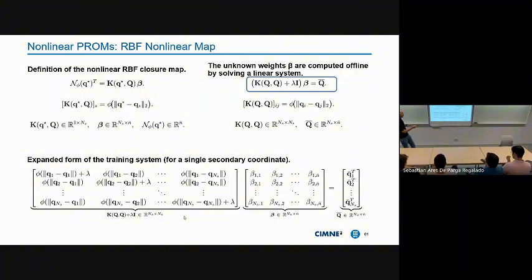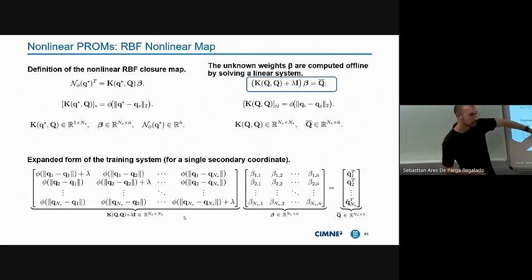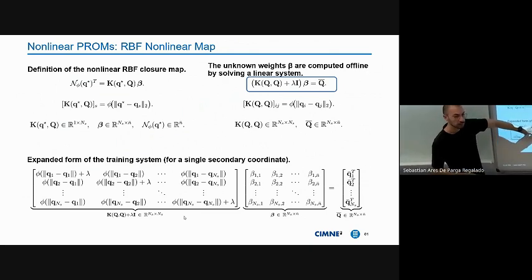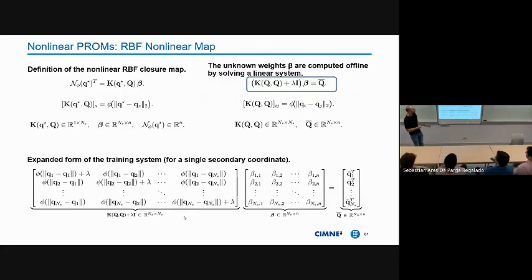So you solve a problem of size number of samples times number of samples. This is often very easy to solve, because radial basis functions have properties that give you a symmetric positive definite matrix, which is cheaper, let's say, or easier to solve. And now you will have as weighting matrix beta, a matrix of weights of size number of samples times the number of secondary modes.